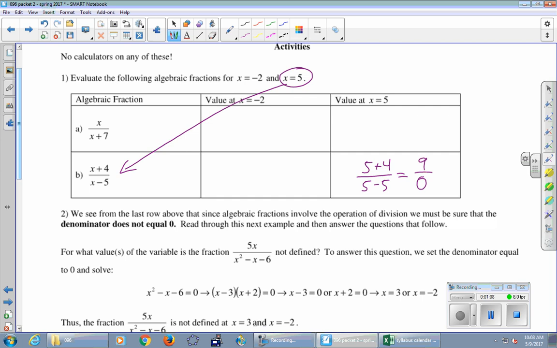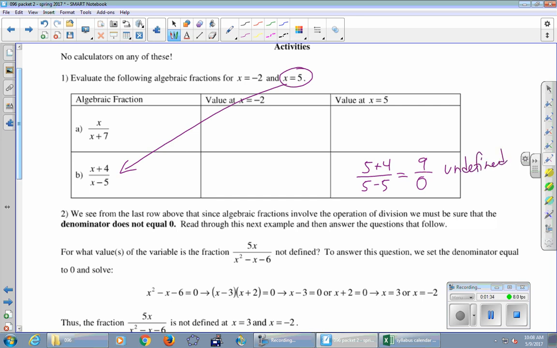0 is a very common wrong answer to that question. 9 divided by 0. Not 9, not 1. It is exactly like undefined. Right? It's undefined. We cannot divide by 0.